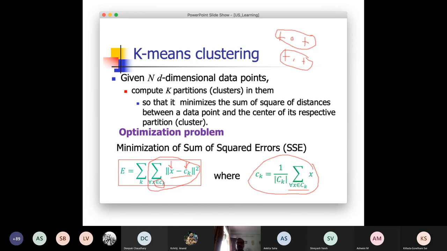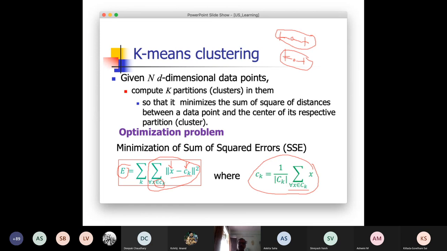Suppose this mean is here. Find out the squared errors from these samples with respect to this mean, and sum them. Find out the squared errors from this point, sum them, and the sum of all these will give you the total sum of squared errors. Is it clear? Yes, sir.